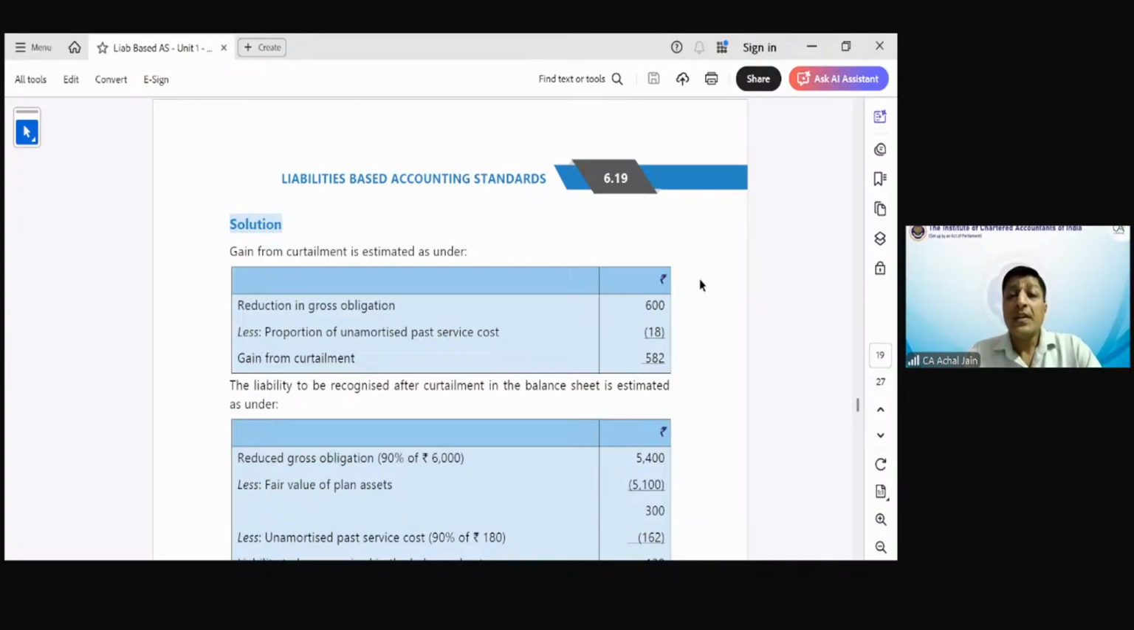Now, this gain has arisen to the company because some of the employees will not be continuing. Why? Because this business segment is discontinued. So in terms of the gain, what is the amount that we have? 582. Now, moving further.